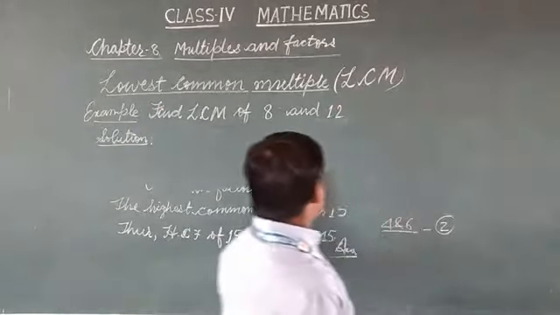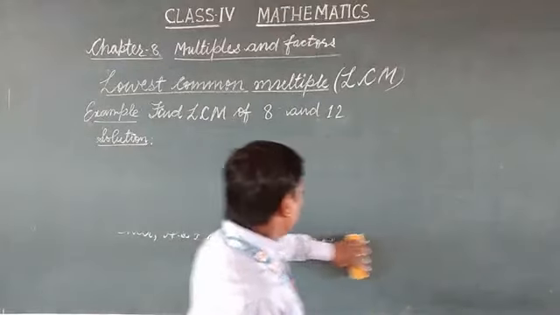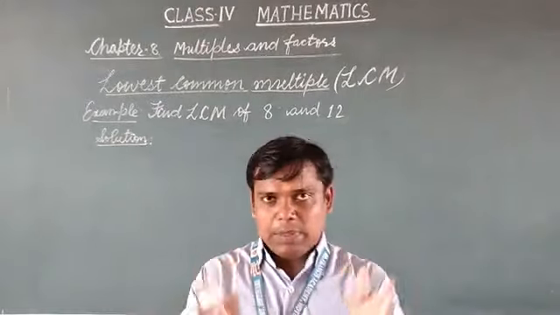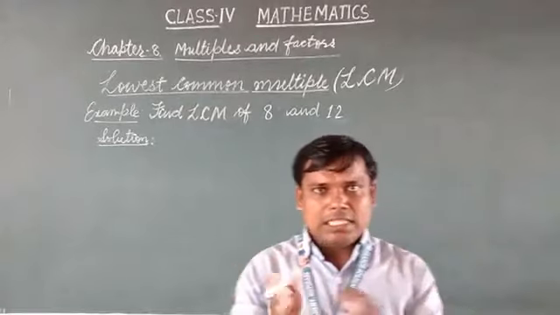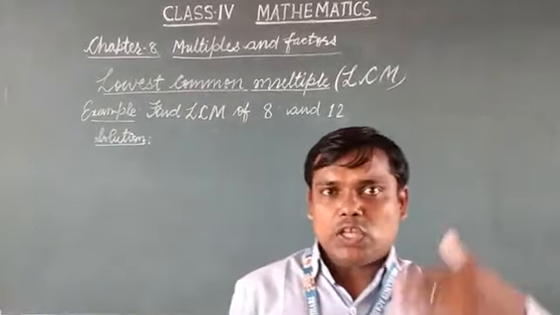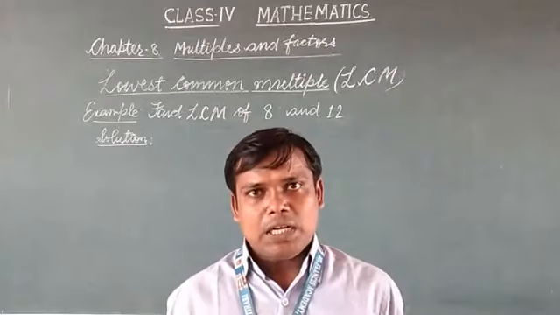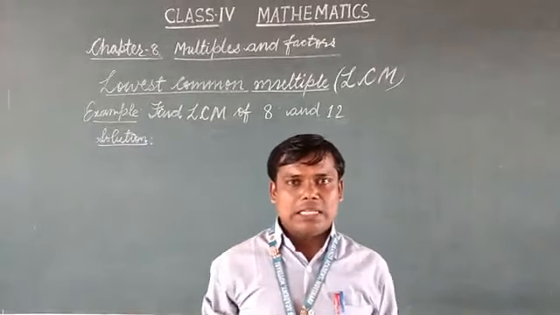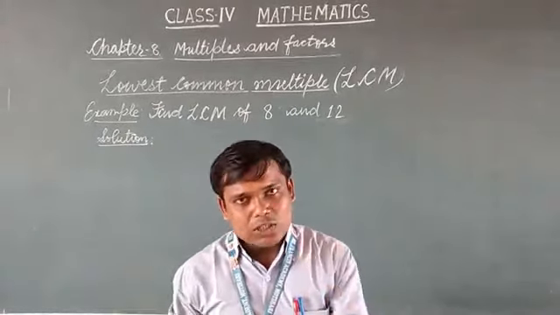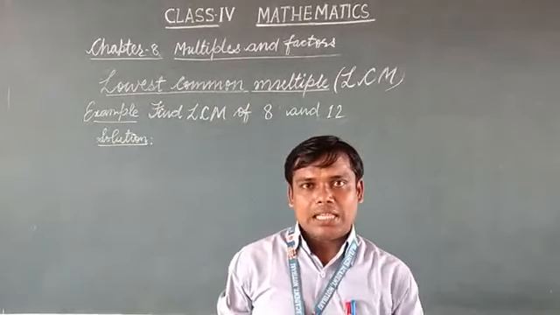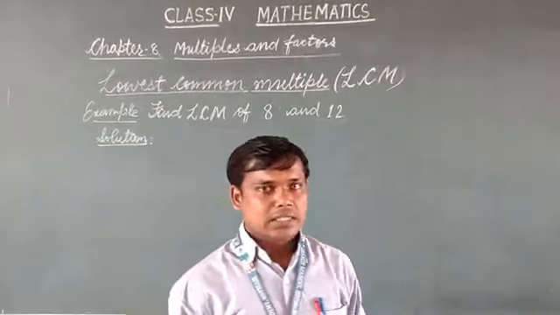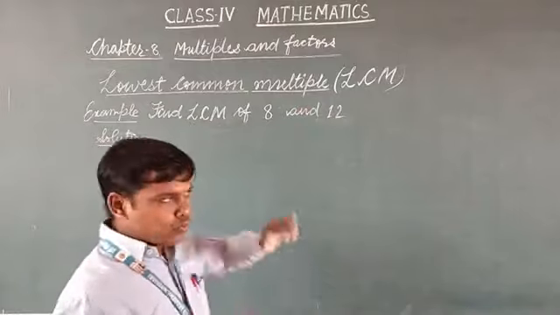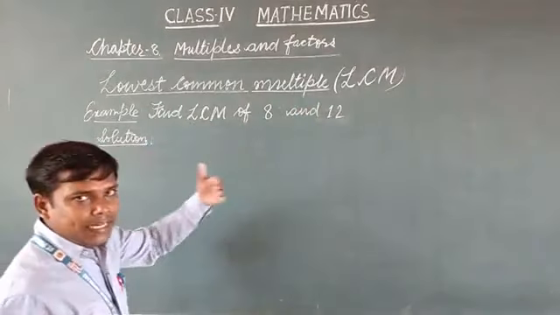In case of LCM, when we have to find LCM, we write multiples of the given numbers. Suppose we have to calculate LCM of the given numbers, so we write multiples of the given numbers. From multiples, we write the common multiples. And once we write the common multiples, we write the lowest common multiple among them, and that will be the LCM of the given numbers. For example, find LCM of 8 and 12.